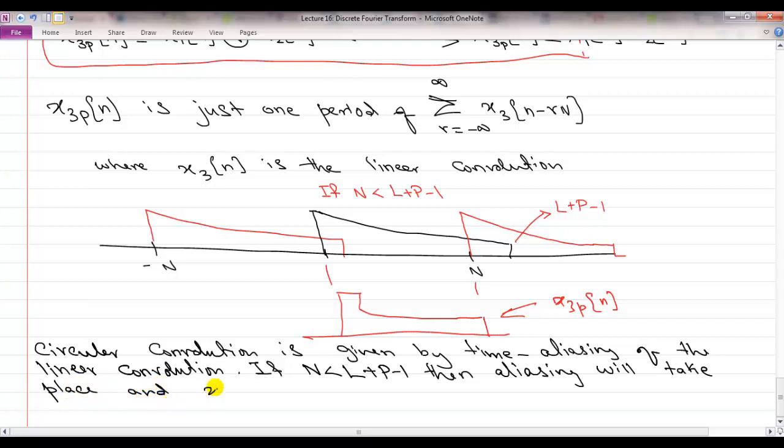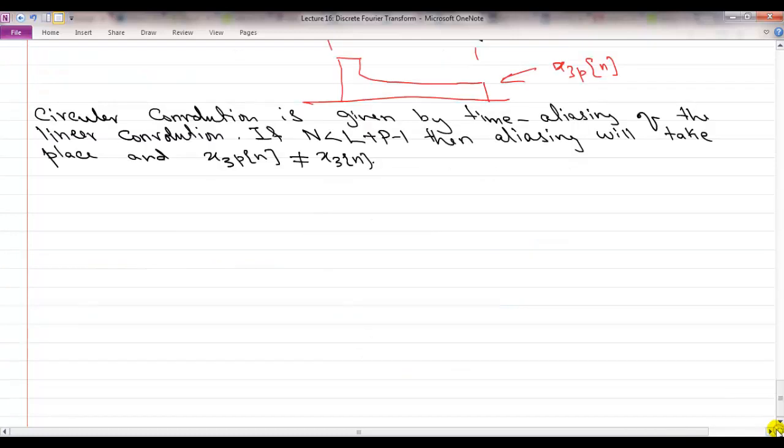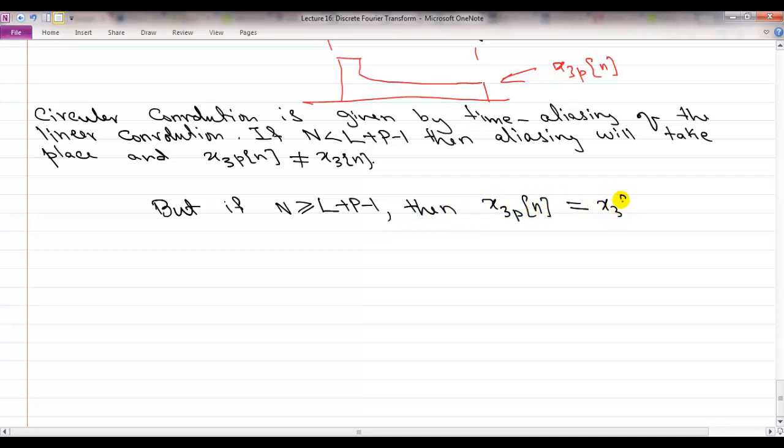And x3p of n is not going to be equal to x3 of n. But if n is greater than or equal to L plus p minus 1, then x3p of n, which is the circular convolution, is equal to x3 of n.